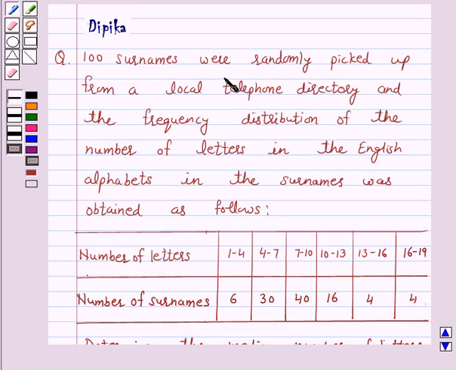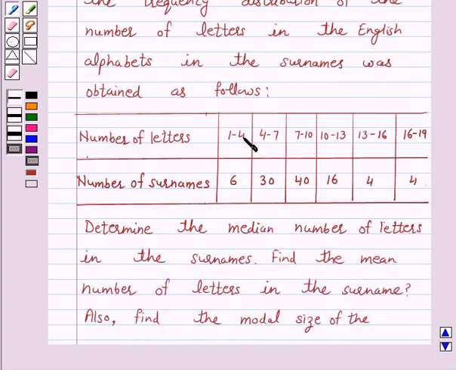100 surnames were randomly picked up from a local telephone directory and the frequency distribution of the number of letters in the English alphabets in the surnames was obtained as follows. If the number of letters is 1 to 4, then the number of surnames is 6. If the number of letters is 4 to 7, then the number of surnames is 30. For 7 to 10, it is 40. For 10 to 13, it is 16. For 13 to 16, it is 4. And for 16 to 19, it is also 4.